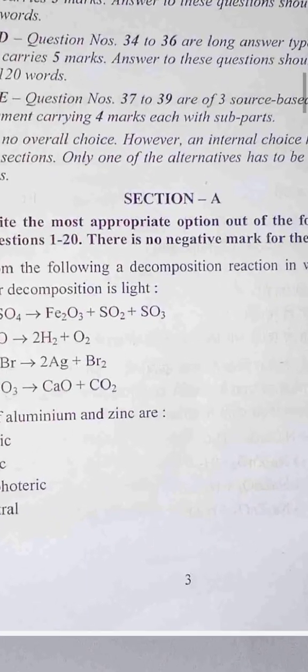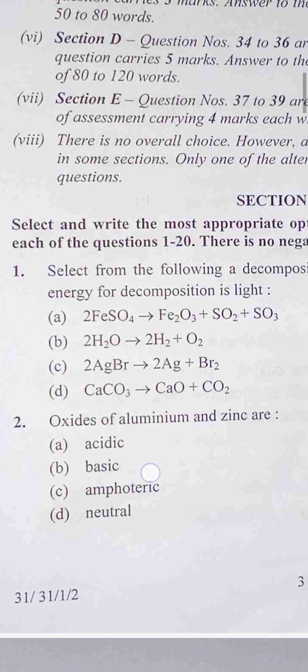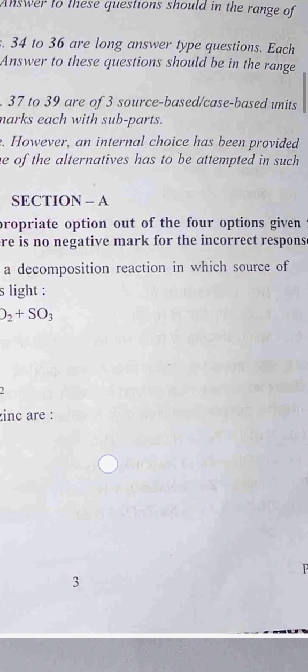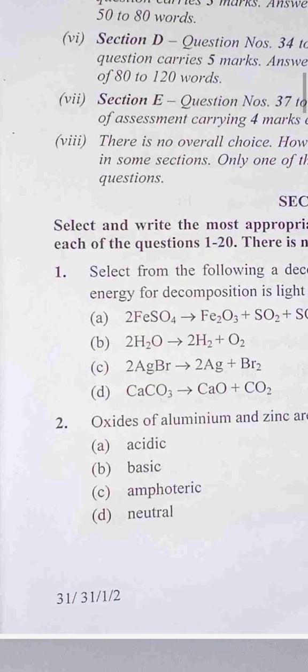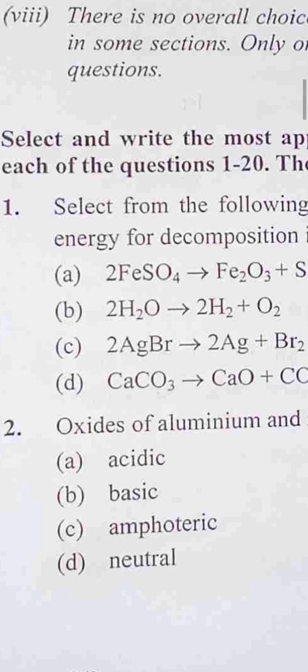In this, the first question is: from the following, a decomposition reaction in which the source of energy for decomposition is light. So we can see silver bromide is a reaction in which the source of energy for the decomposition is light, because silver bromide undergoes photolytic decomposition. The first option, FeSO4, decomposes with heat, water by electrolytic decomposition, and calcium carbonate also undergoes thermal decomposition, that is through heat.